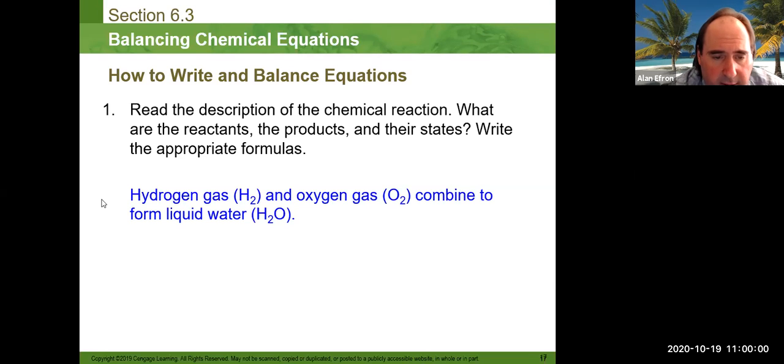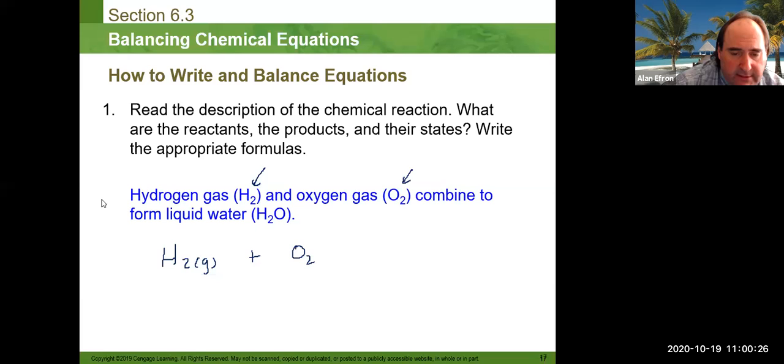So let's take a look here. Let's go through the process, we'll go through this one together. If we wanted to balance this equation, we have hydrogen gas and oxygen gas combined to form liquid water. Again, if it was not given to you, you want to make sure first off that you are starting with the correct formulas. So this right here would represent our unbalanced equation with our states that are there.